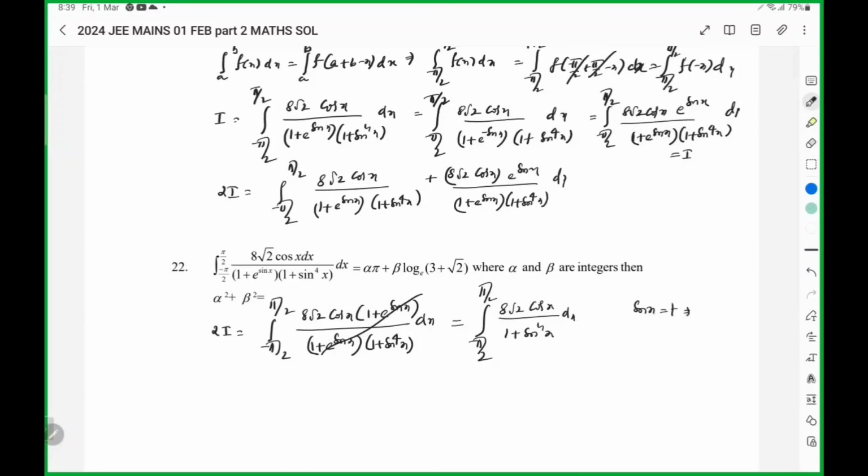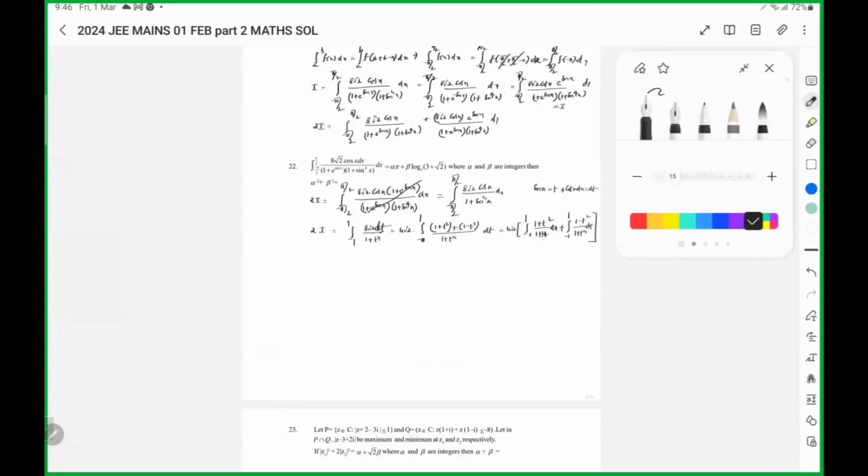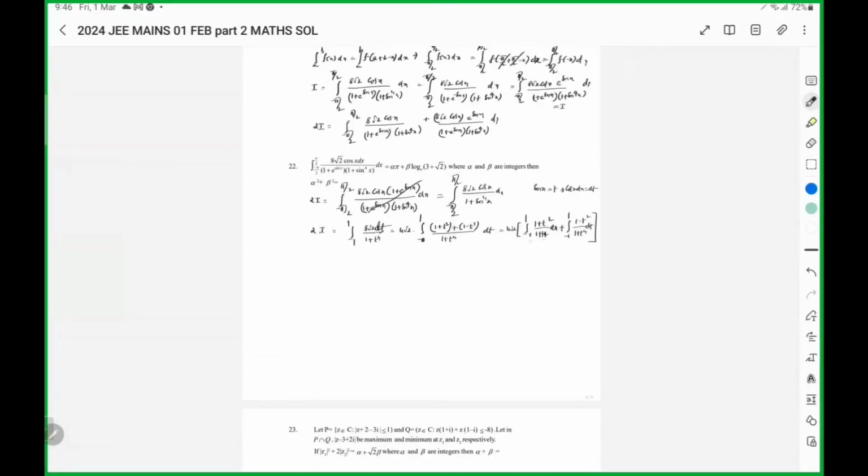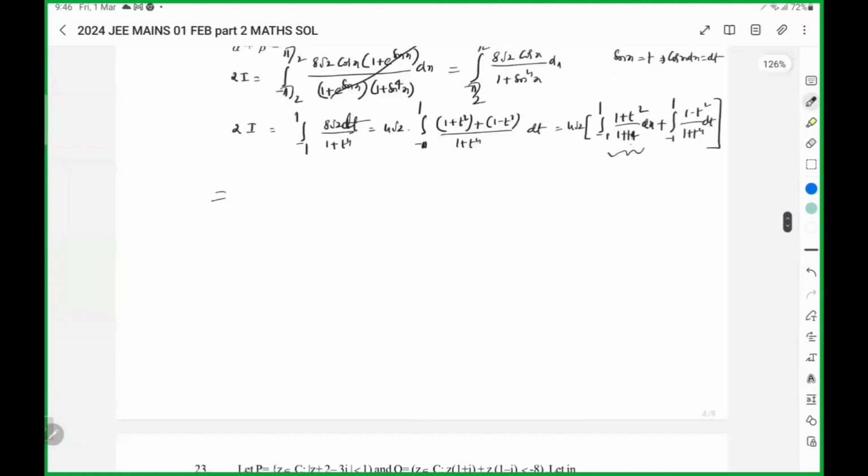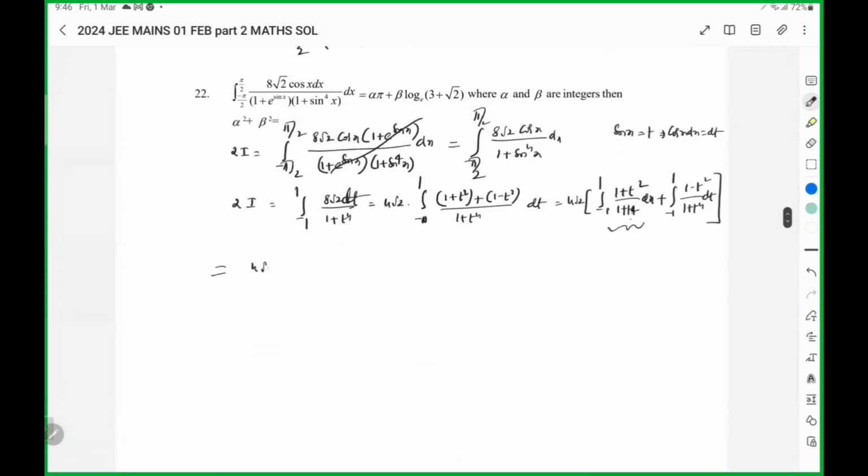Take sin x as t, so cos x dx is dt. Here it is minus 1 to 1. This is an even function. I can write it as 4 root 2 times 2 times 0 to 1, 1 plus t square by 1 plus t power 4 dt. This is also an even function, 2 times 0 to 1, t power 4 plus 1. This is 2I.